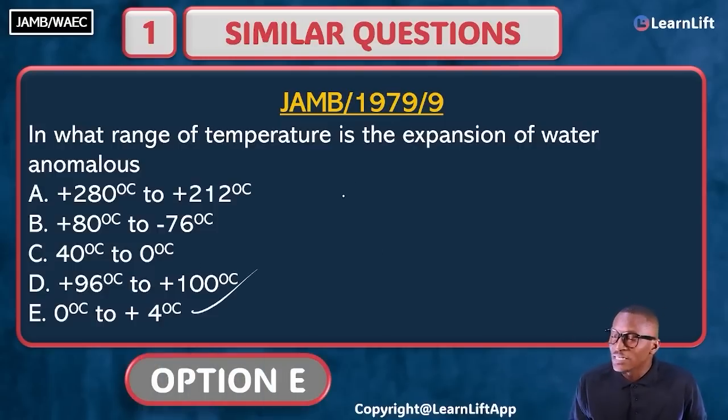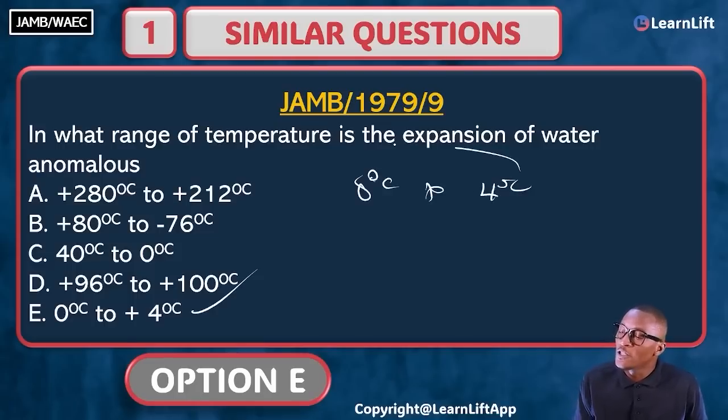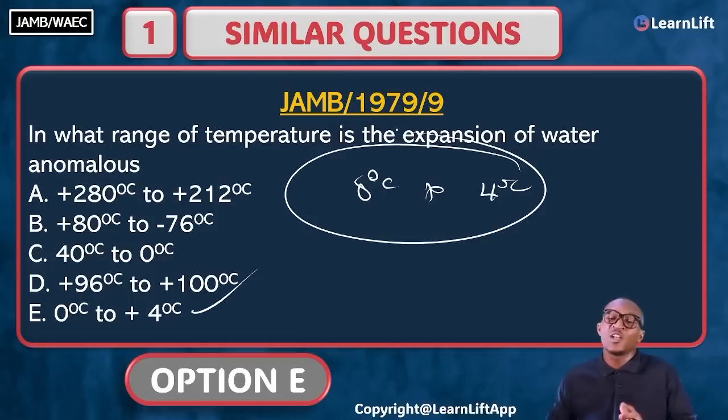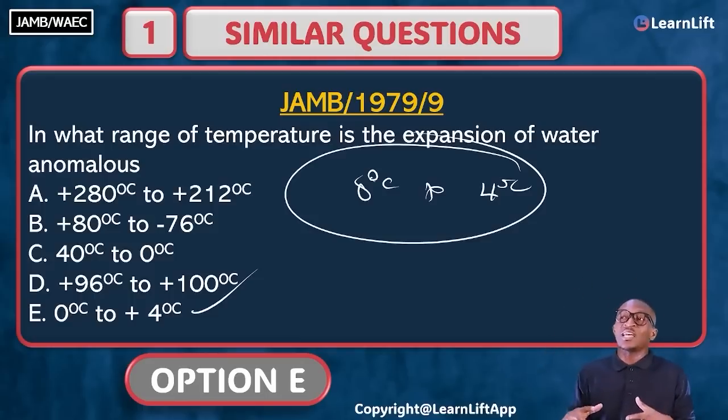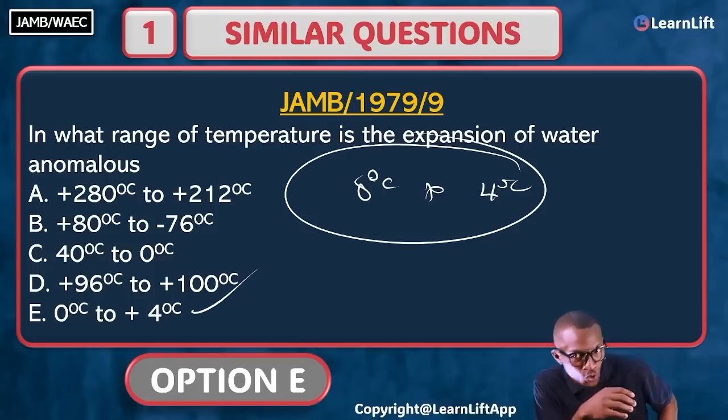E becomes the answer. We said at 0 degrees to 4 degrees, water is said to undergo what? Abnormality. Because at that point, the density is said to increase and volume will decrease. Instead of water to expand, it is said to what? To contract. Do you understand?